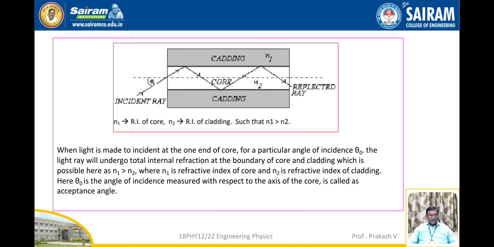When light is made to be incident at a certain angle and enters the core, for a particular angle of incidence, say theta naught, the light ray will undergo total internal reflection at the boundary of core and cladding, which is possible here because N1 is greater than N2, where N1 is the refractive index of the core and N2 is the refractive index of the cladding. And here theta naught is the angle of incidence measured with respect to the fiber axis, and it is considered the acceptance angle.